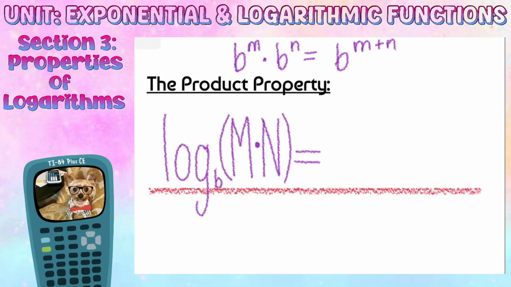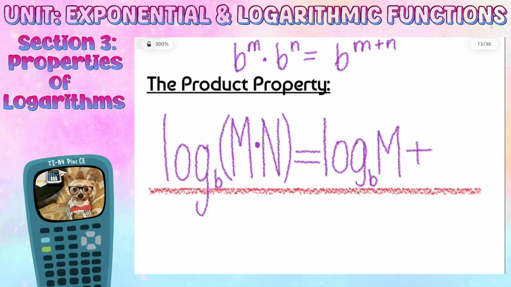So when you have the log base b of a product m times n, where m and n represent some sort of algebraic expression, that is equal to the log base b of that first piece, m, plus log base b of whatever that n portion is. So that right there is showing us what the actual product property rule looks like.